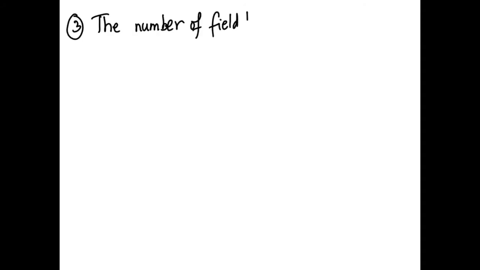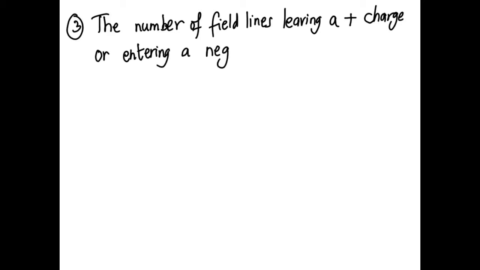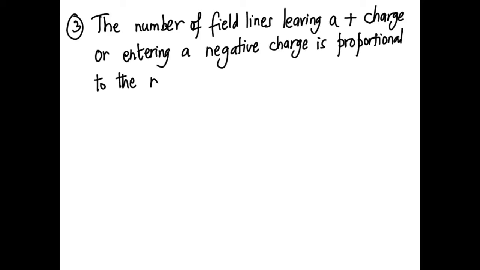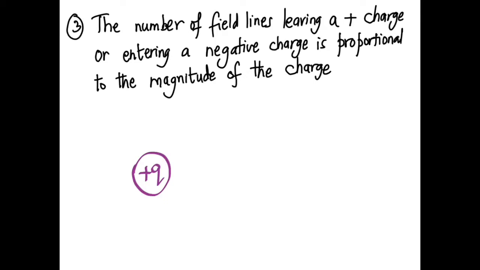Let's look at the third one. The number of field lines leaving a positive charge or entering a negative charge is proportional to the magnitude of the charge. What does that mean? For example, we have a positive Q charge and positive 2Q charge. So we can see that the magnitude of the second charge is double the magnitude of the first charge.